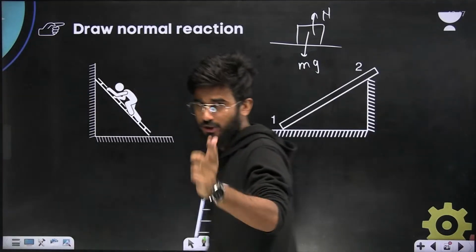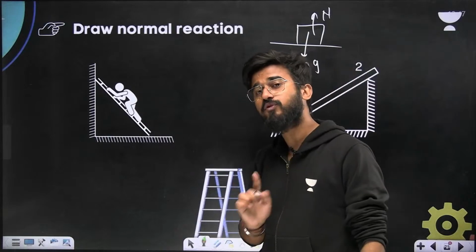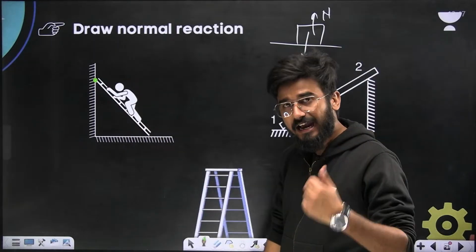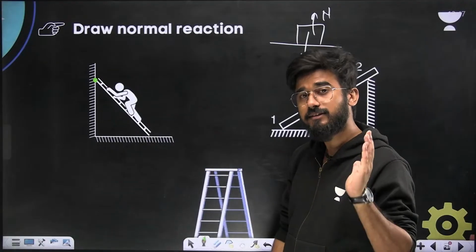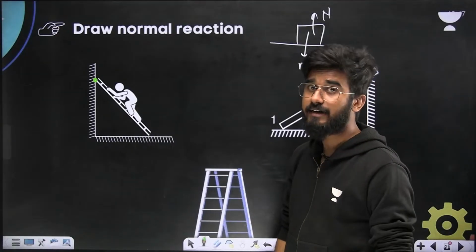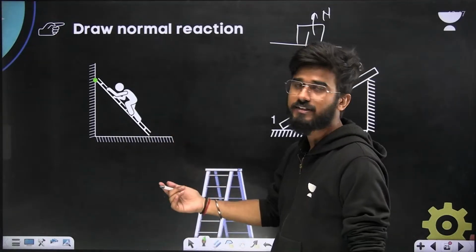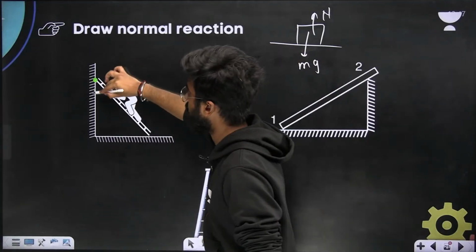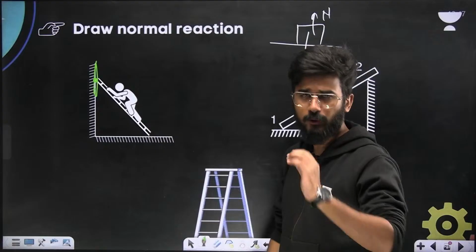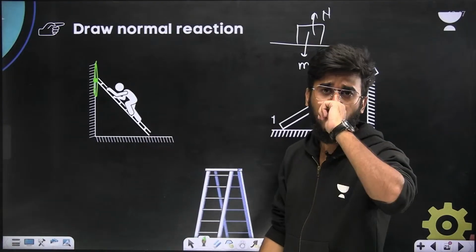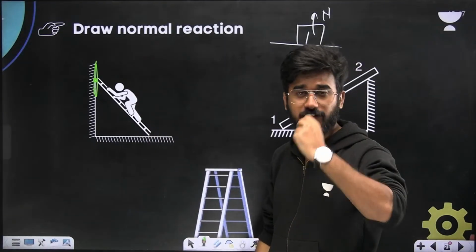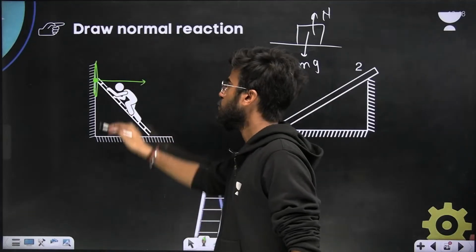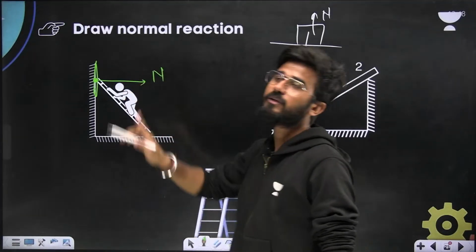So what is the direction of the normal on the ladder? What you have to do? First of all, you have to find the contact point. This is the contact point, and you just have to find the surface which is extended towards that contact point. Which surface is extended? This surface is extended towards the contact point. And now you have to draw a perpendicular, the normal, to that particular extended surface. So what is the direction of the perpendicular? The direction of the perpendicular is this. So this is the normal reaction on this particular ladder.